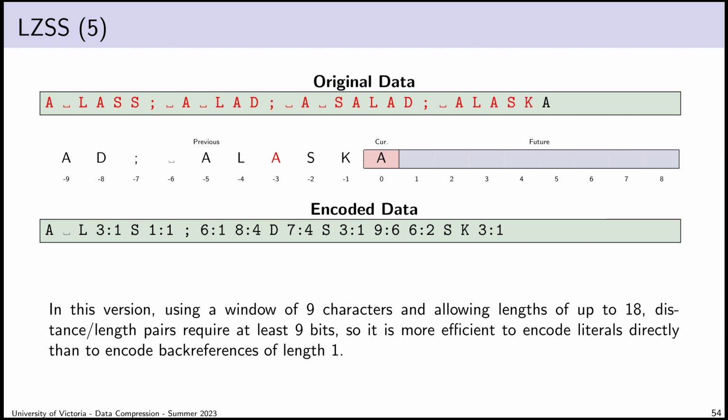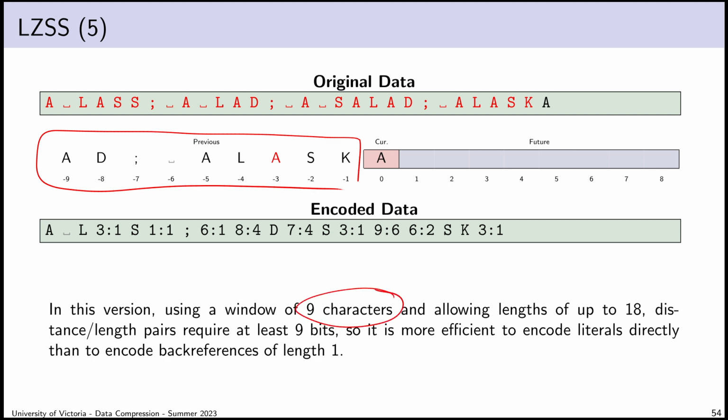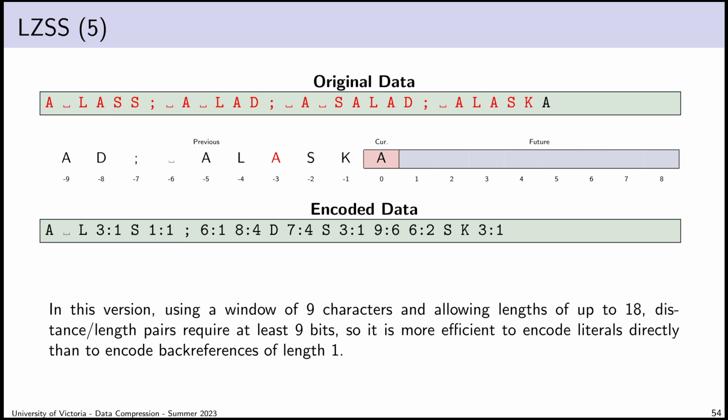If I use a longer window, so here I'm using a window of 9 characters, which is almost passive-aggressive, because if I use a window of 9 characters, I need 4 bits to represent the distance. But if I'm going to use 4 bits, why don't I have a window of 16 characters? Well, it's because I'm trying to prove a point here. And so in this version, where I'm using a window of 9 characters and then allowing lengths of up to 18, so I can go all the way to the end of the buffer if I want to, well, then the distance length pairs require 9 bits apiece.